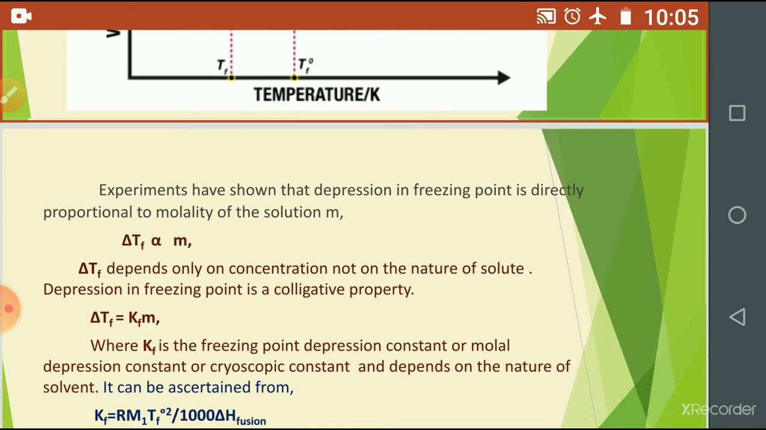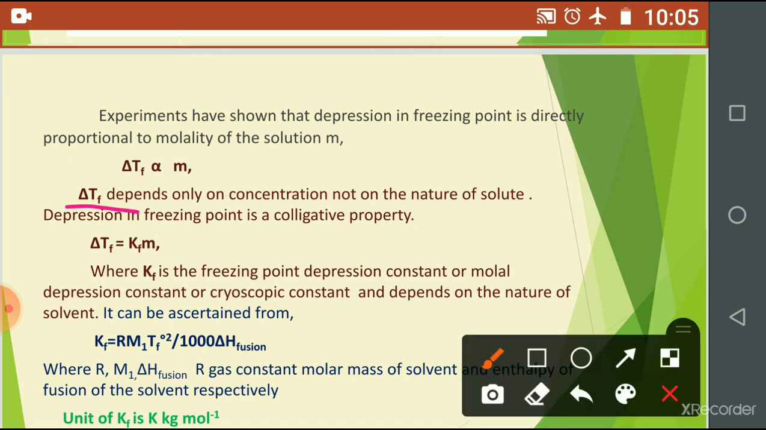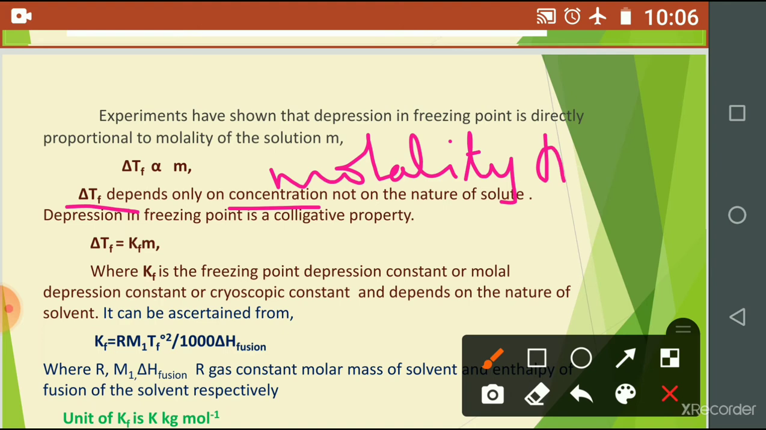Experiments have shown that depression in freezing point is directly proportional to the molality of the solution, small m. Thus, delta Tf depends only on the molality concentration term. This molality is nothing but the number of moles of solute present in 1 kg of solvent. So it depends only on the number of moles, not on the nature of solute. Thus, it is a colligative property.